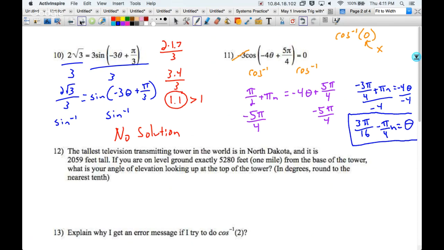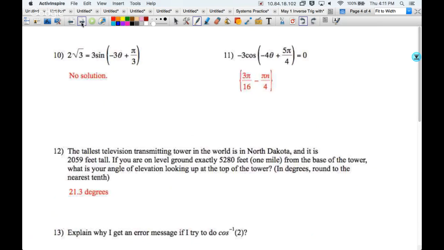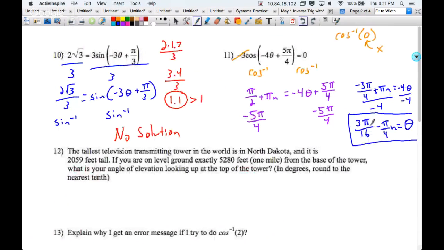Let's take a look at the answer key at the end here. 3 pi over 16 minus pi n over 4. I brought the n out in front. That doesn't really matter. We should be able to pick the correct answer if we can get it to this point here.